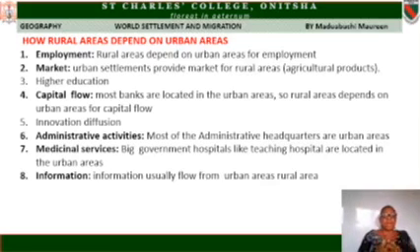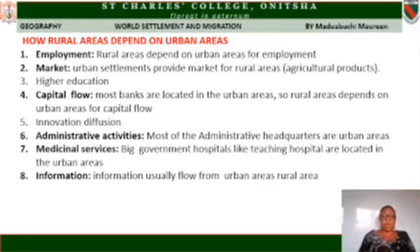Three, higher education. Most big schools are located in the urban areas, so rural people migrate to the urban areas for higher education. Four, capital flow. Most banks are located in urban areas, so rural areas depend on urban areas for capital flow. Five, innovation diffusion. New ideas move from the urban area to the rural areas.